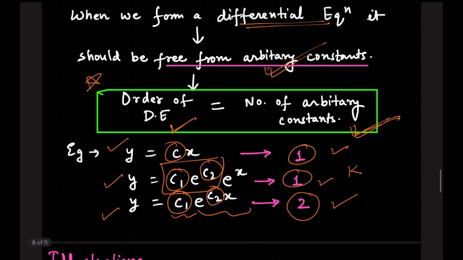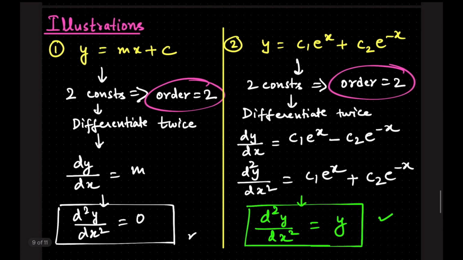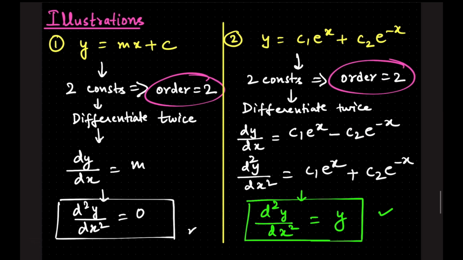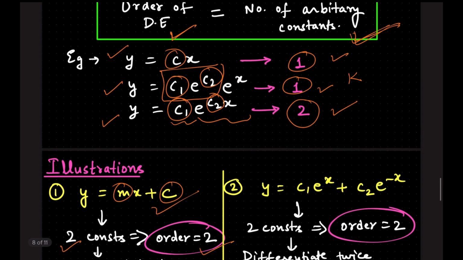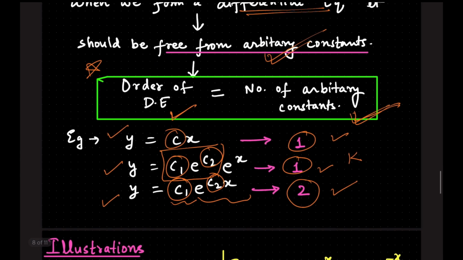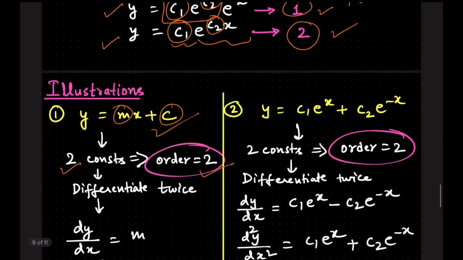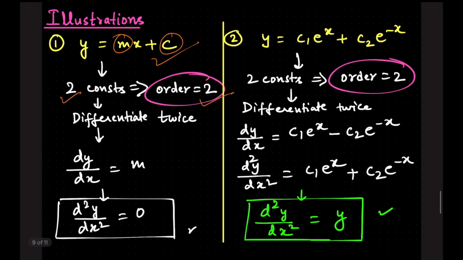So with example and illustration, you will understand this thing better. For example, let's see the first illustration. So this is a line equation, we know that. So here you can see two constants are there, two separate constants. One is m and one is c. So two constants are there, so the order will be 2. As we saw here, the order of the differential equation is equal to the number of arbitrary constants. So if you see here, you will differentiate it two times.